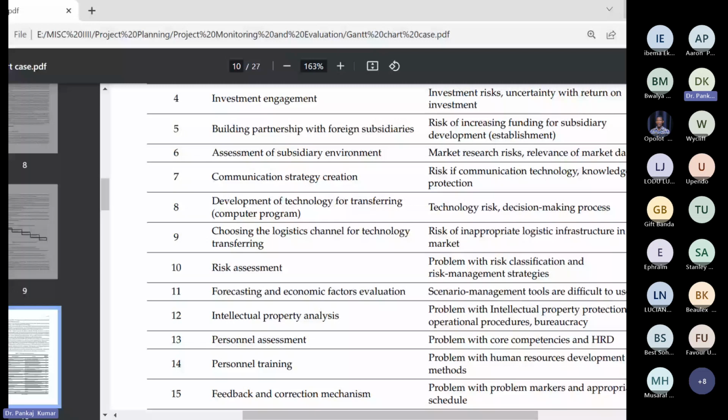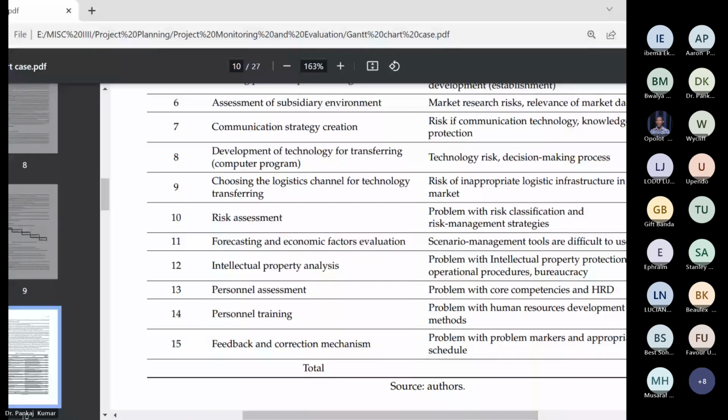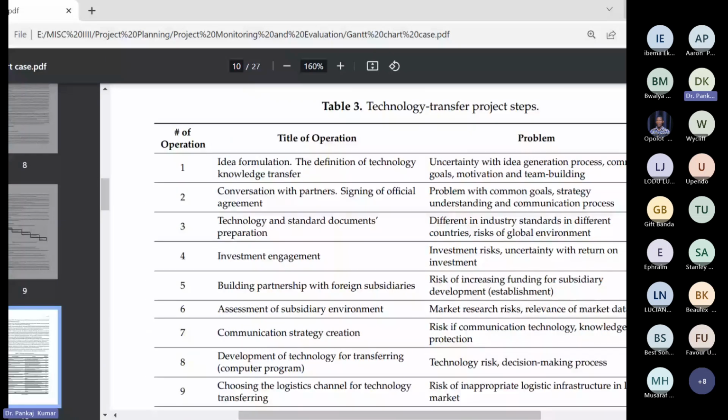And then we can consider the long-term sustainability of the partnership, whether there are opportunities for further expansion or diversification of collaboration in the future. Okay. So these are the development of technology for transferring. In this way, we can make the title of operations and schedule the duration of the weeks.